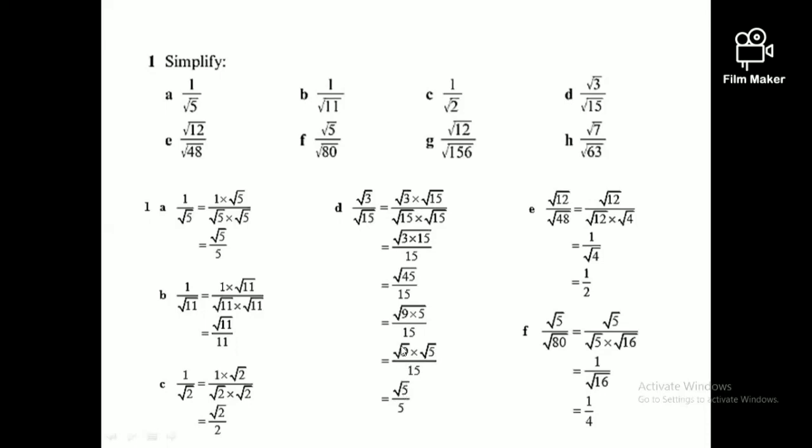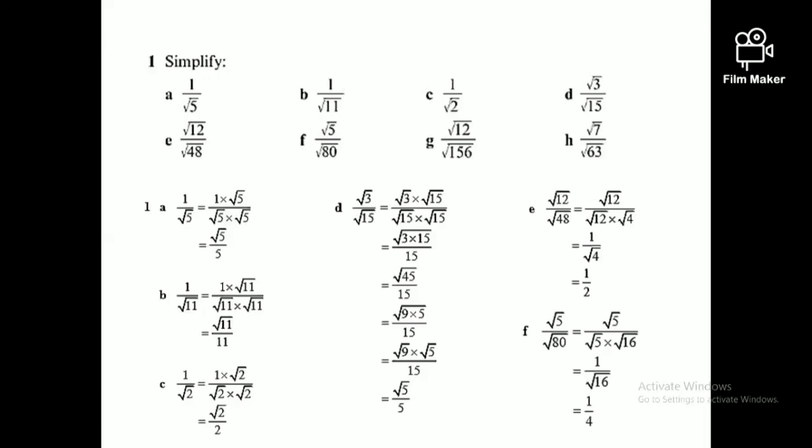If I explain it again here, 9 into 5, root 9 is 3. 3 into root 5 over 15. This 3 and this 15 get cancelled and turn up to 5. Then this root 5 remains over here. Root 5 over 5 would be the final answer.